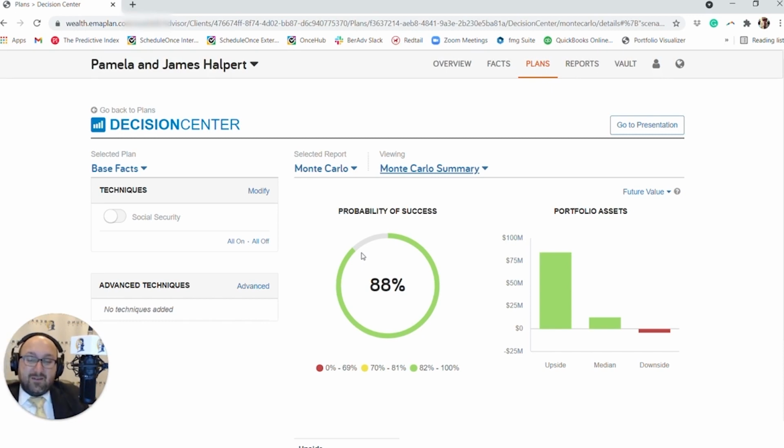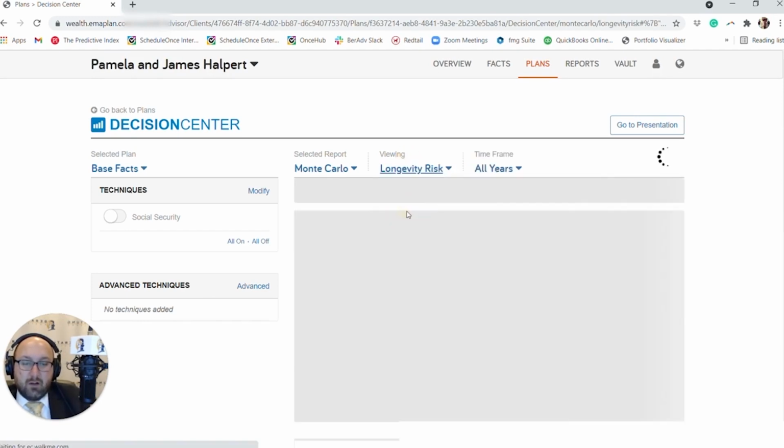That's what Decision Center is all about. Decision Center's Mr. and Mrs. Client, if you make this decision, it's going to lower the probabilities. What we like about longevity is it allows people to think about this from a different point of view. So there's really two parts of this longevity one. So we're going to go here and we're going to click on longevity risk.